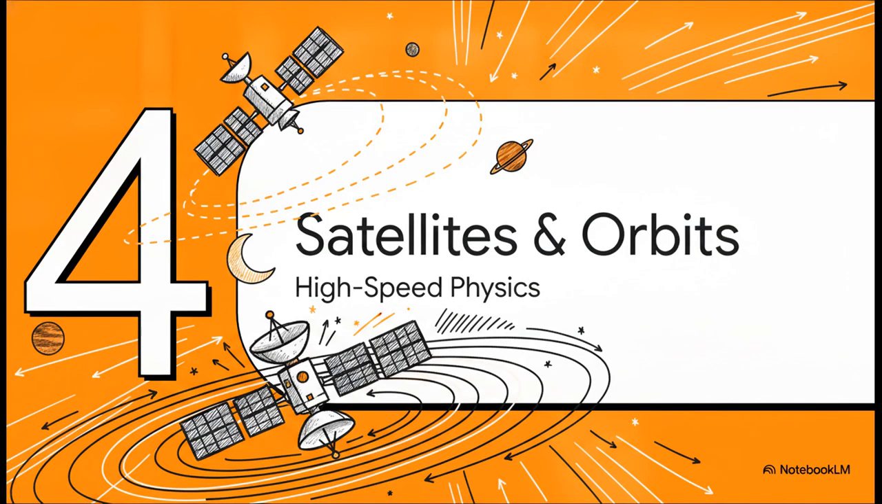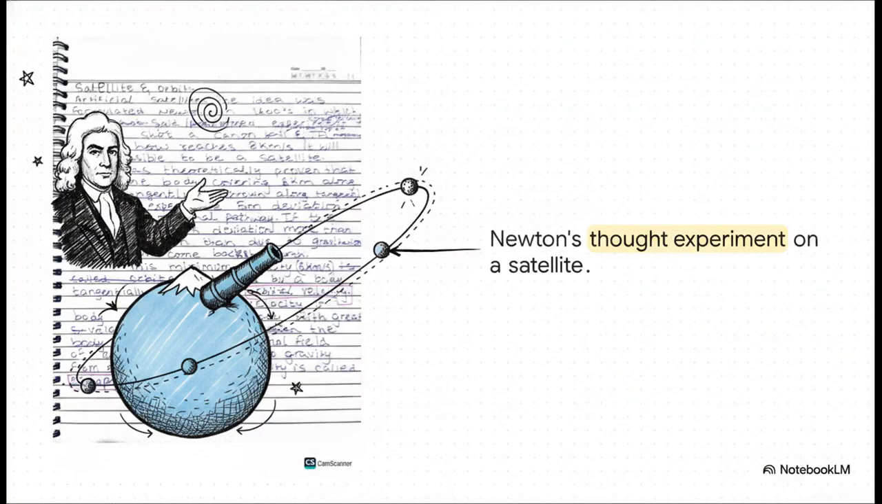Moving right along to Section 4, Satellites in Orbits. It's time to break completely free of the Earth's surface and transition into the high-speed realm of orbital physics. Believe it or not, the idea of artificial satellites isn't new. It actually goes all the way back to Isaac Newton in the 1600s. He proposed this brilliant thought experiment.